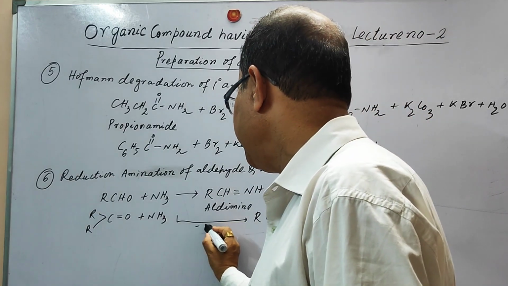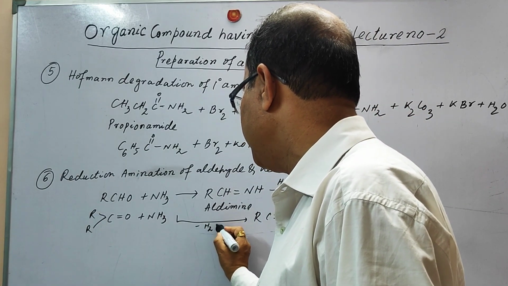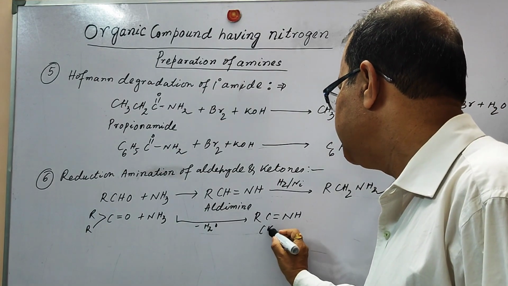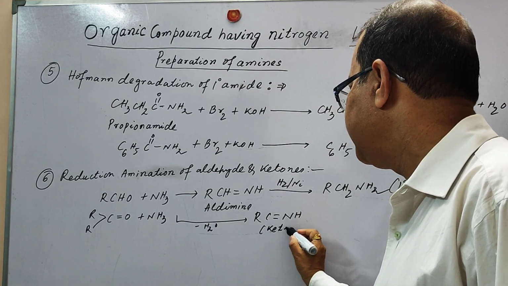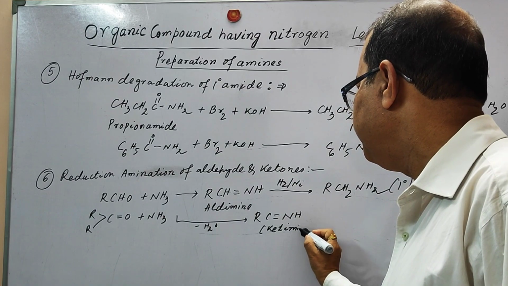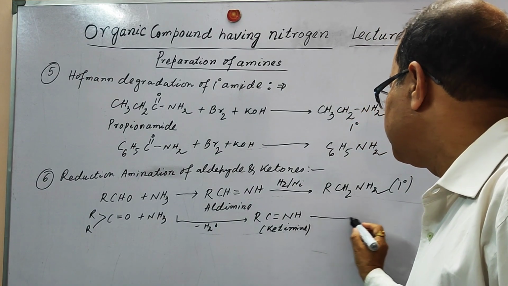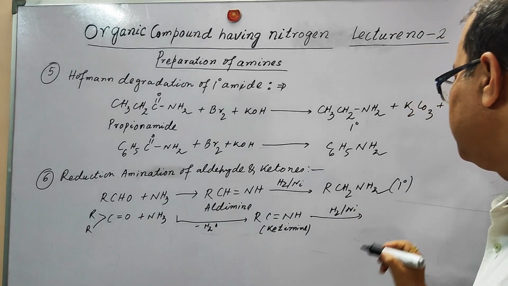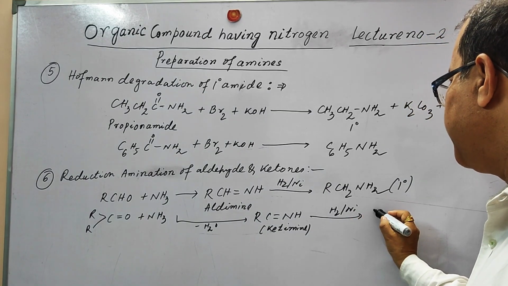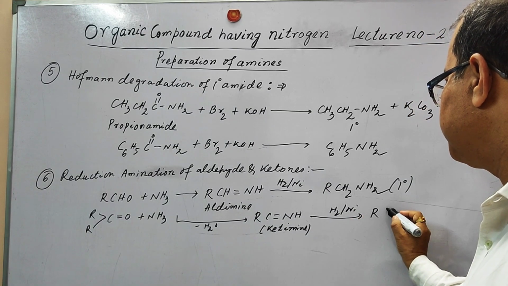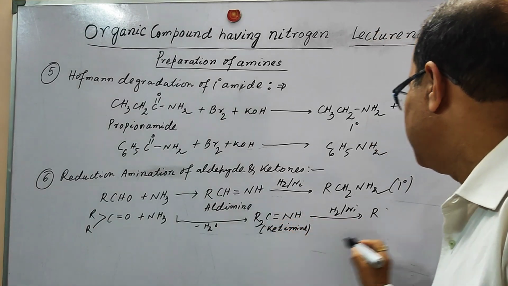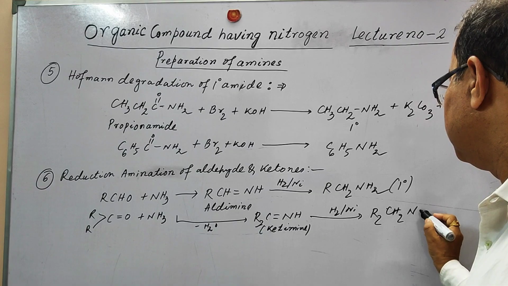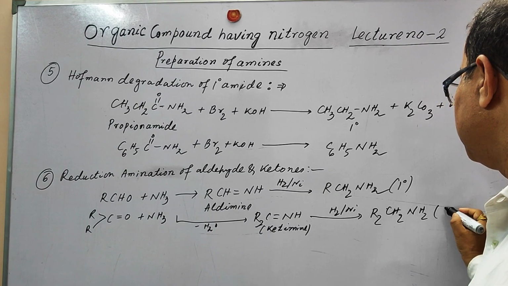Here, what is happening? One molecule of H2 has been eliminated. So, this is for the ketimine. Again, this is reduced and it is going to produce this 1 degree amine.